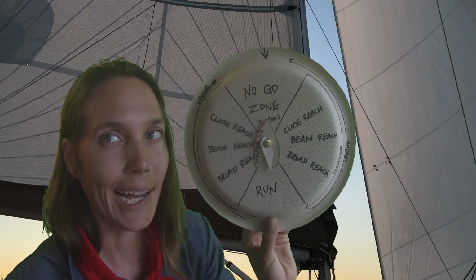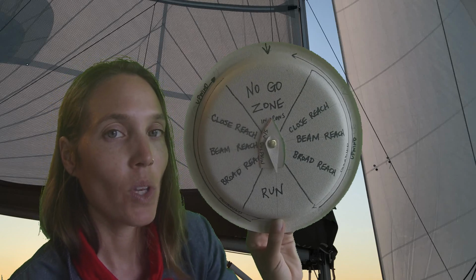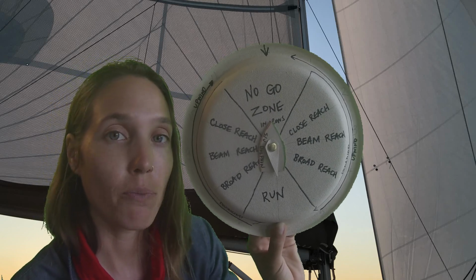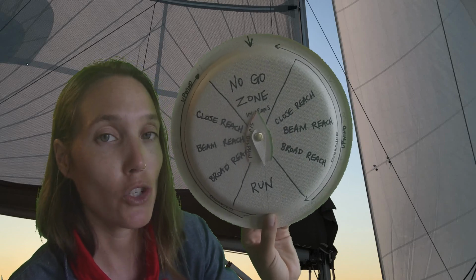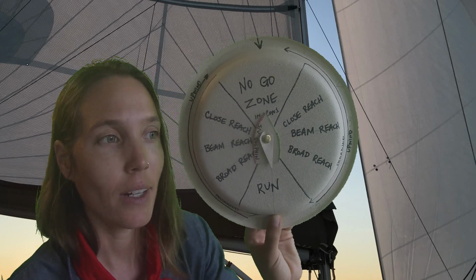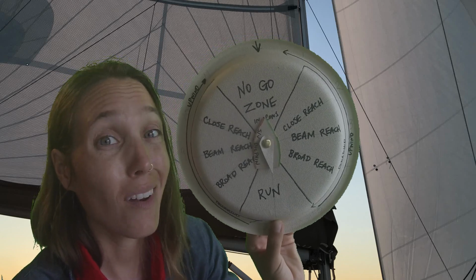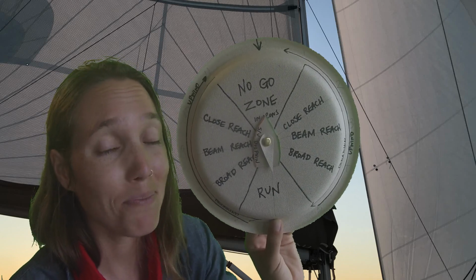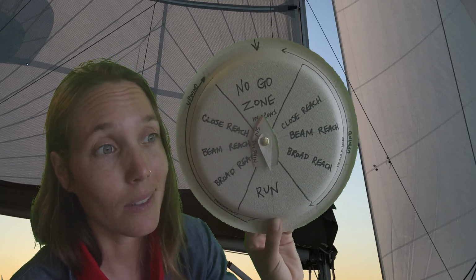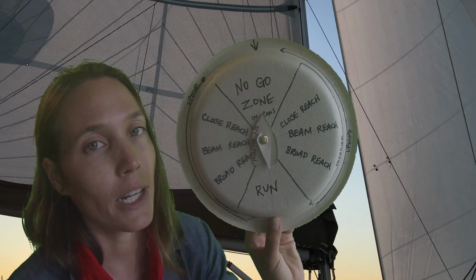Why is it called in irons? Well, back in the day when there was a prisoner, they would put them in shackles, like handcuffs, but the shackles were made out of iron. And where do you go when you're in shackles? Nowhere. So when you're in irons in your sailboat, you're not getting anywhere. You're not sailing. So that's the no-go zone, in irons.